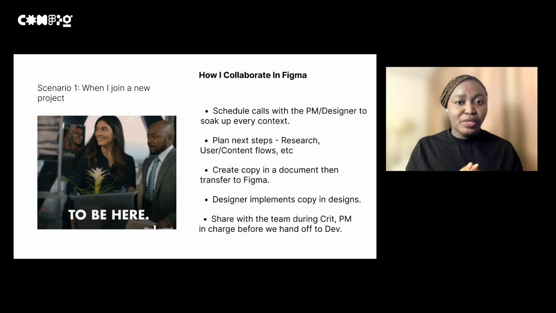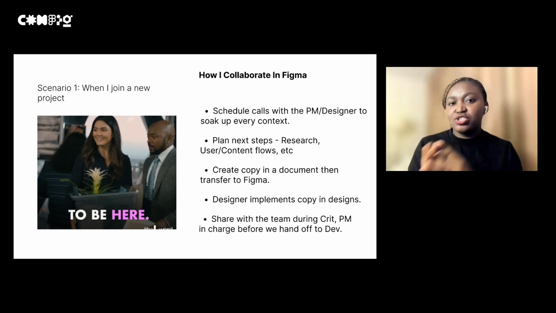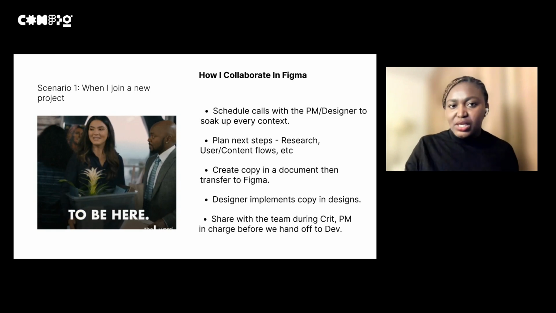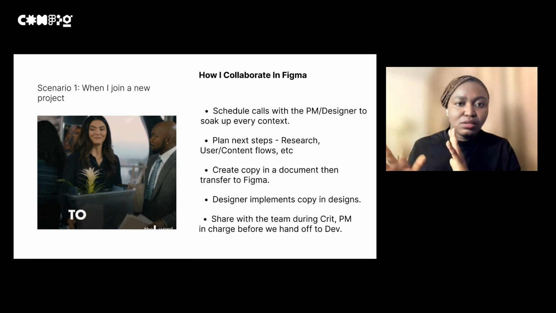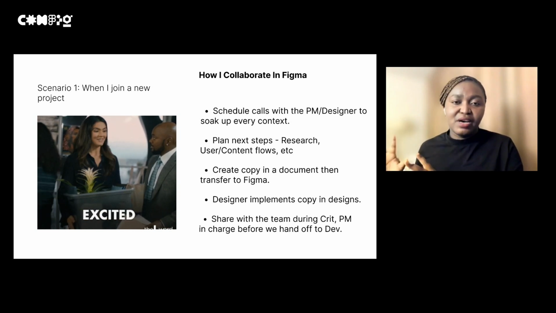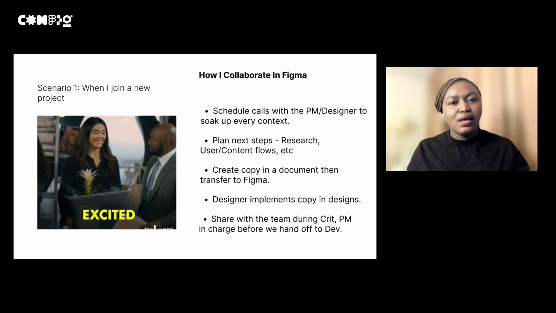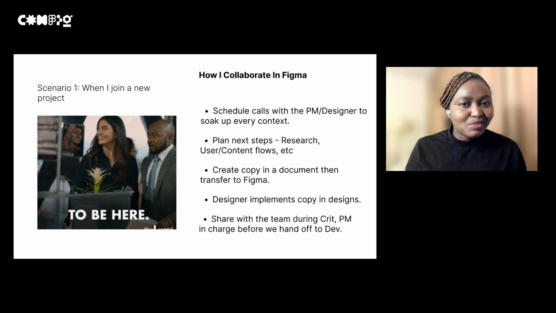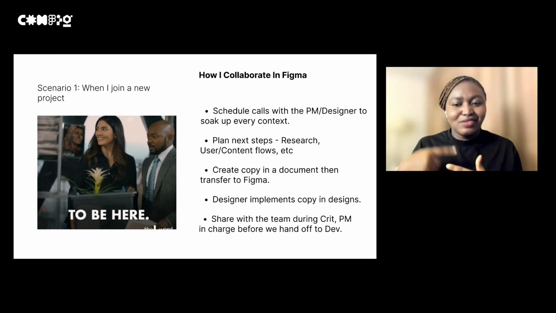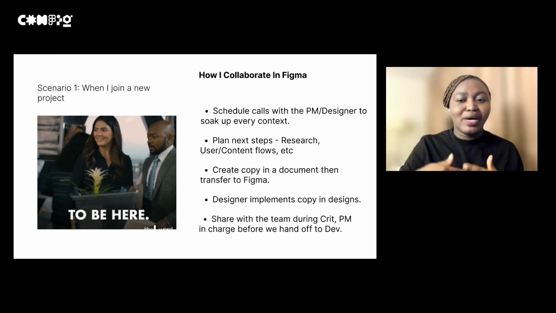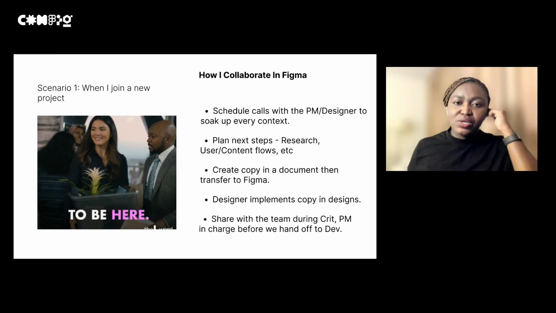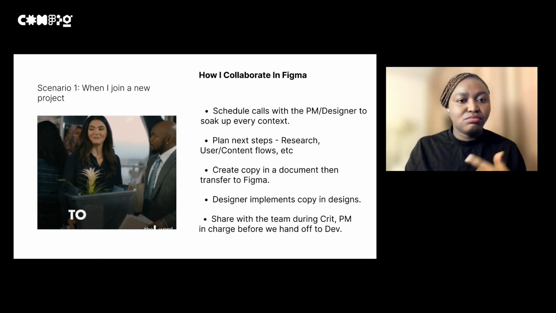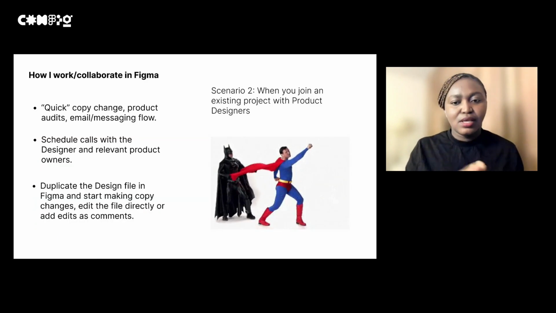From there, I create copy in a document before I start working in Figma. The designer then comes and implements that copy in a rough draft and starts to work in the Figma file that we can share with the PMs and for critiques before we hand off to engineers. You'll notice I didn't number this, because after implementing copy, we can decide to go back and have a stakeholder call, or say we need more research. At any point in time, we can go back to number 1, number 2, number 3, depending.